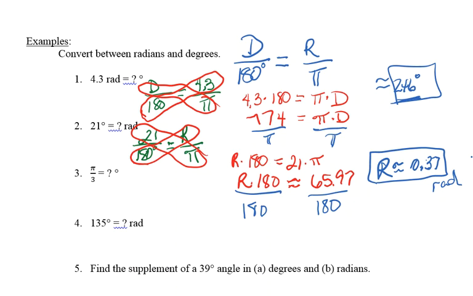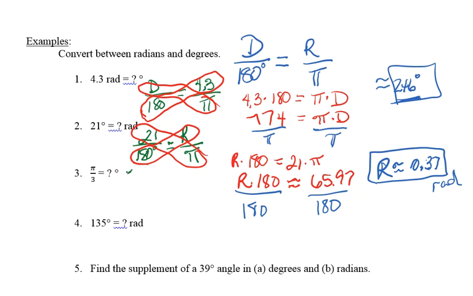So 3 and 4 aren't any different. The only difference that 3 has is that it's a pi over 3 in our problem, but it doesn't mean we do anything different. This pi over 3 is in radians, so I'm going to do it the exact same way I did number 1. It's just going to look a little bit funny when I set it up.